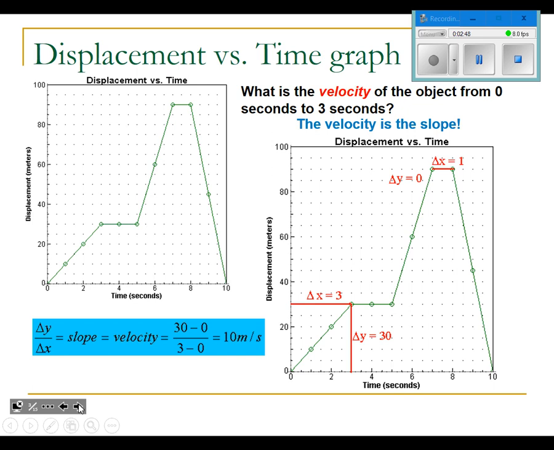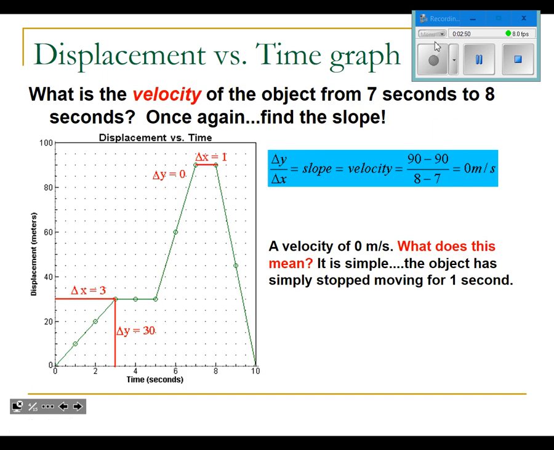Okay? Then, if I wanted to find the velocity from 7 to 8 seconds, which is from right here, the 7 is right here, to right here, notice that's a horizontally flat line. Horizontally flat line slopes are 0. So what does the velocity of 0 mean? Well, it means that it was stopped, or that it's sitting still. And so how long was it sitting still? For 1 second.